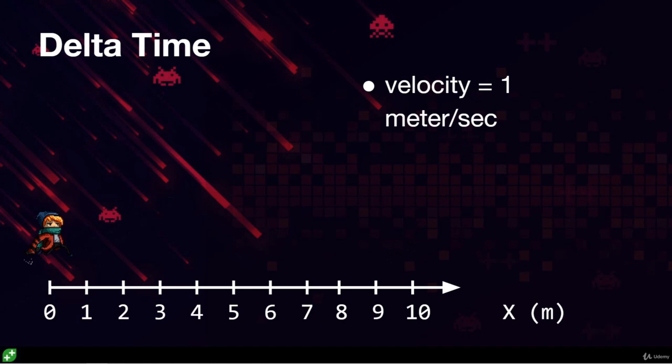But suppose we had a velocity of 1 meter per second. In other words, our velocity is independent of frame rate. Well, then Scarfy could just coast along at 1 meter per second, and it doesn't matter what the frame rate is, Scarfy will still find himself 10 meters ahead in 10 seconds.